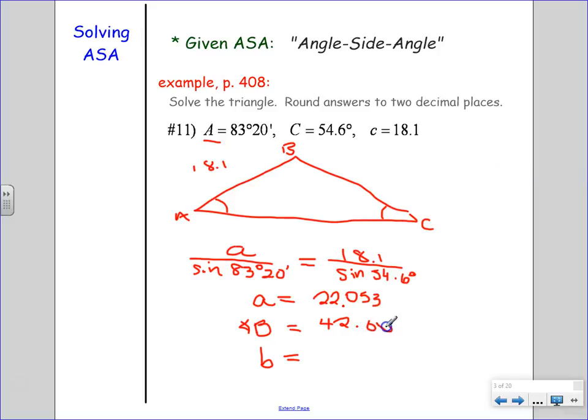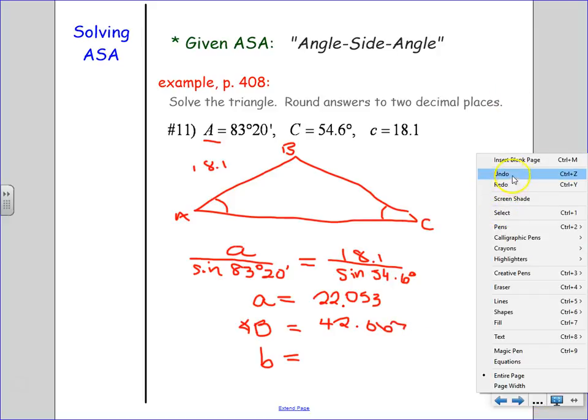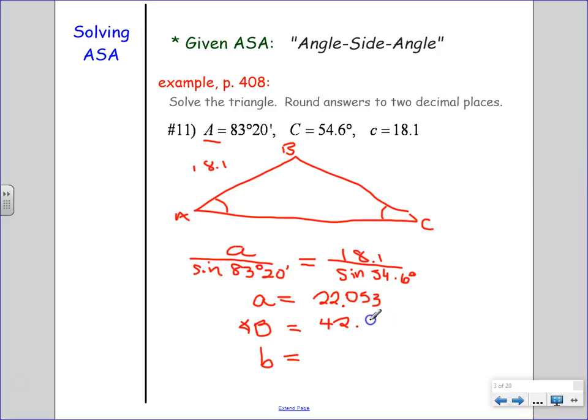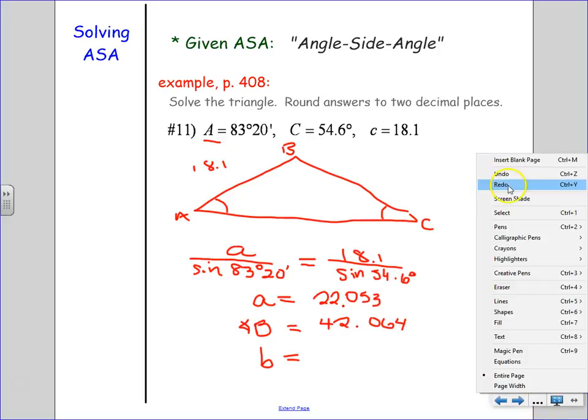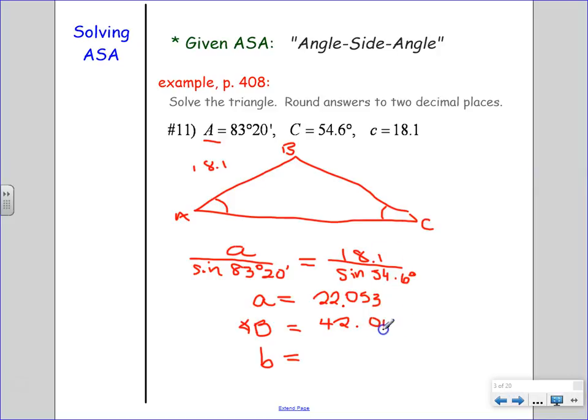Sean's double checking. That's trouble. Is it working? 180 minus 83 degrees 20 minutes. Oh, 7, right? Or Amanda, you got that one, right? Uh-oh. Back her up. What are you guys getting for the angle? Remember, subtract 180 minus A minus C.